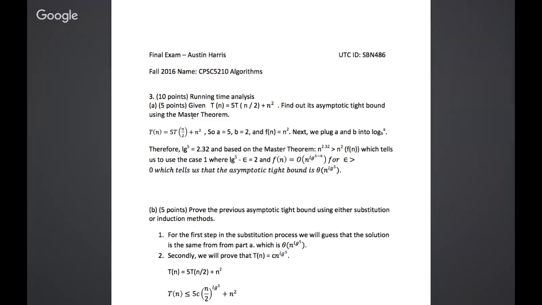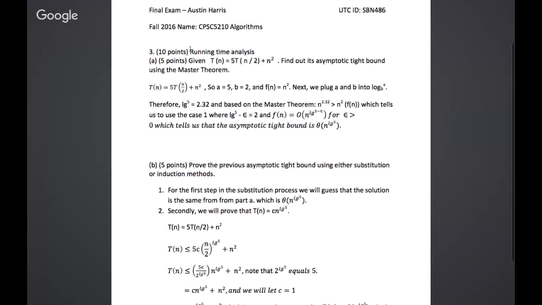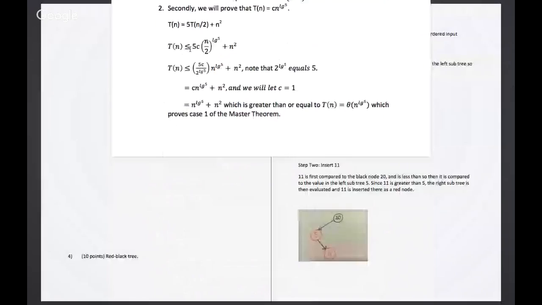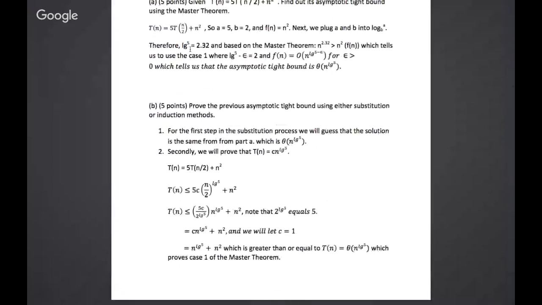So on number 5, we have to prove the previous asymptotic tight bound using either substitution or induction methods. For the first step of the substitution process, we'll guess that the solution is the same as from part A, which is big theta of n to the log 5. Secondly, we're going to prove that T(n) is at most cn to the log 5.